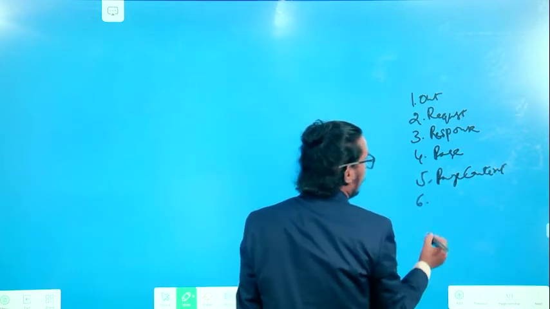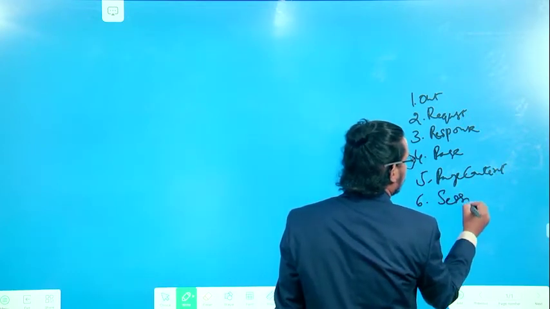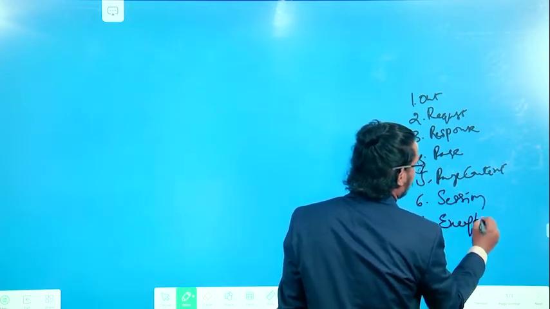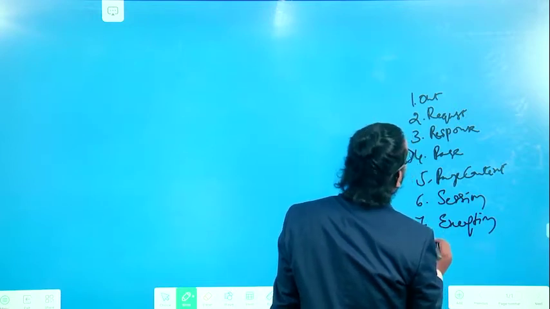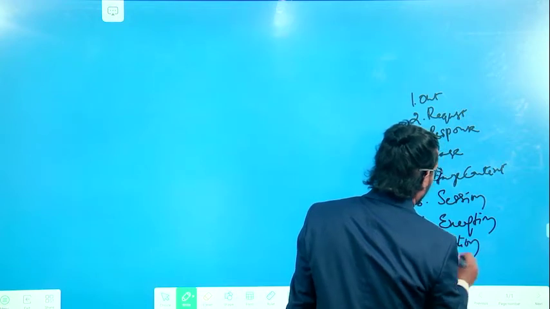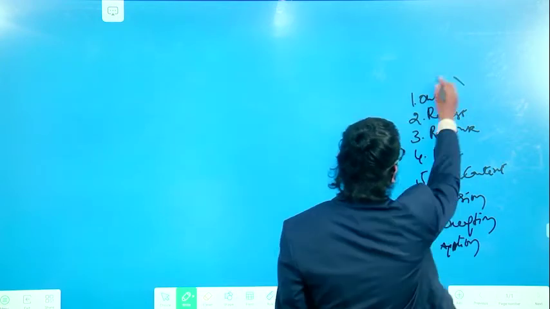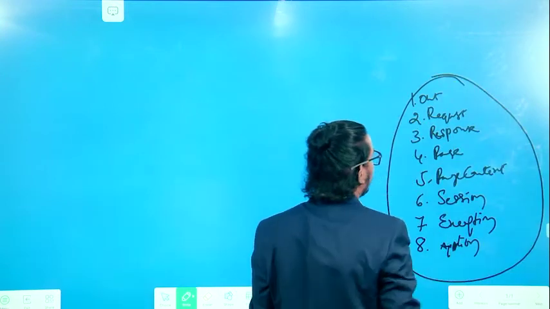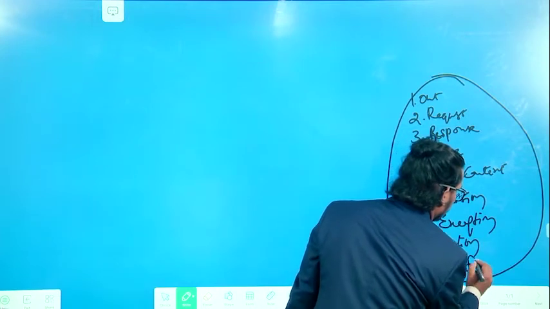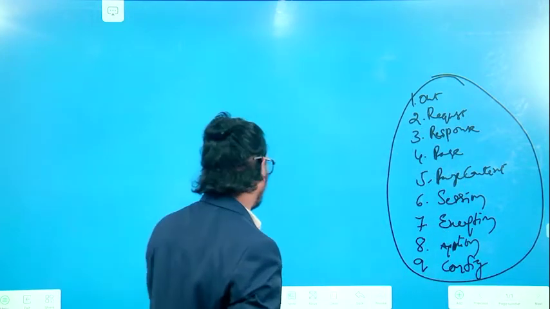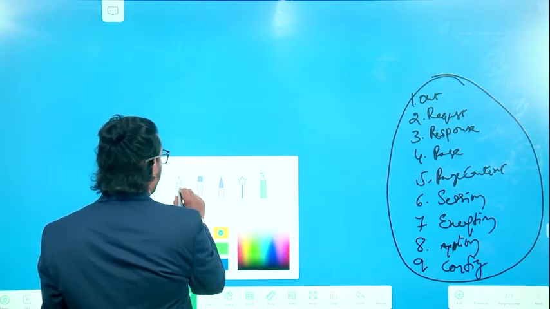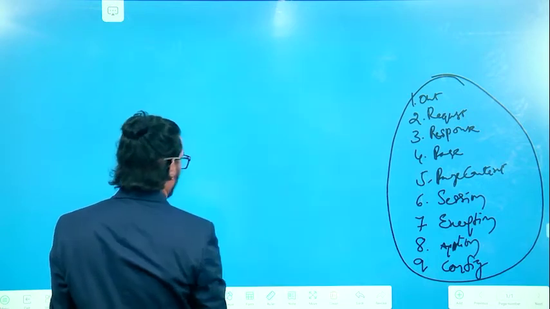The sixth one is the session. The seventh one is the exception. The eighth one is the application. And the ninth one is the config object. So we have seen all these 9 different types of implicit objects here. Now we'll see the process, how we are using those objects.